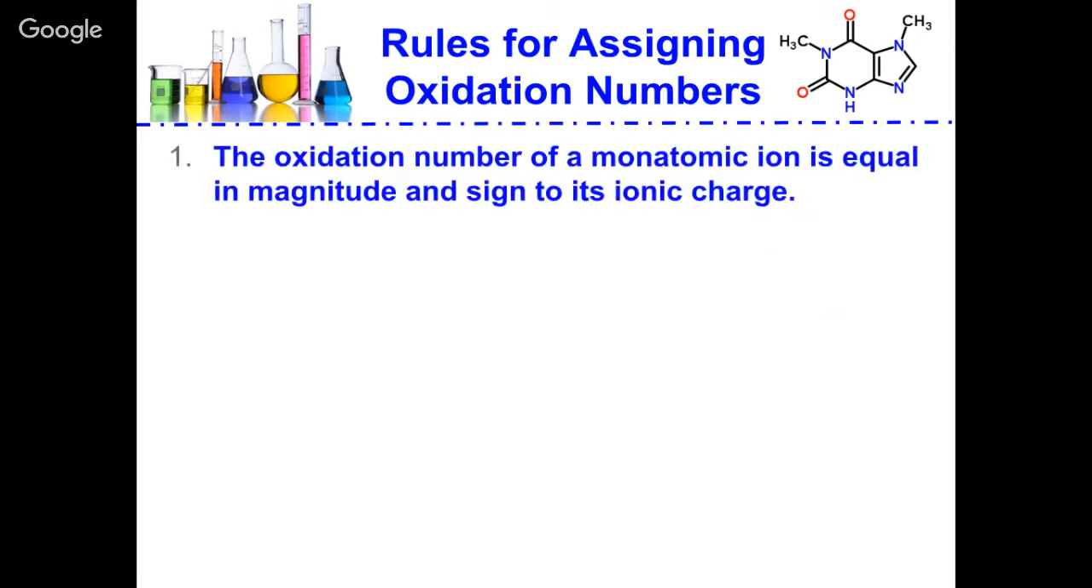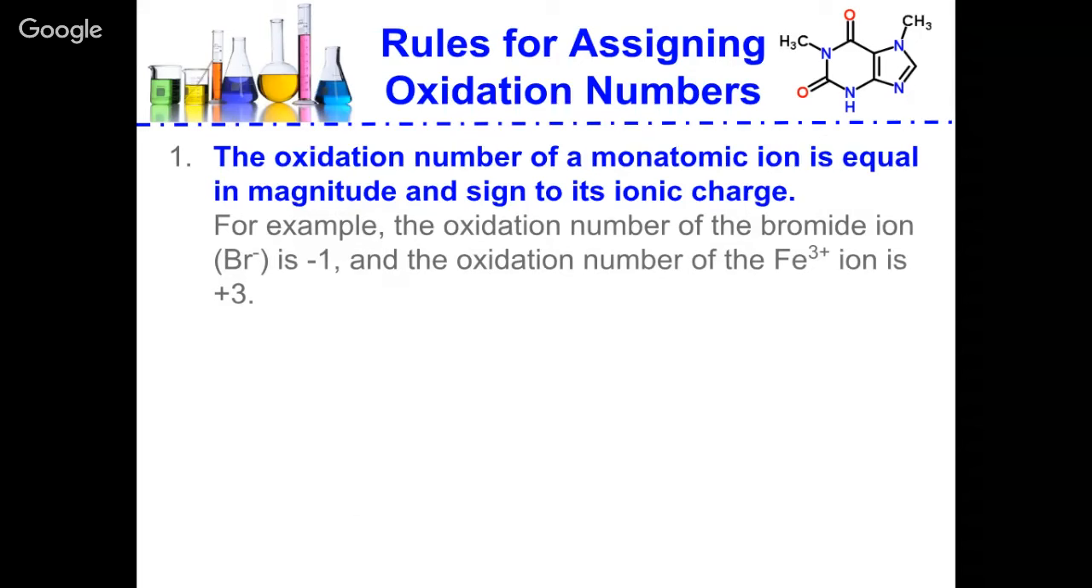So rule number 1, the oxidation number of a monatomic ion is equal in magnitude and sign to its ionic charge. Basically, if you have an ion in your equation, then the oxidation number of that ion is the charge of the ion. So for example, the bromide ion is Br-, so the oxidation number is -1. If you have the Fe3+ ion, then the oxidation number is +3.